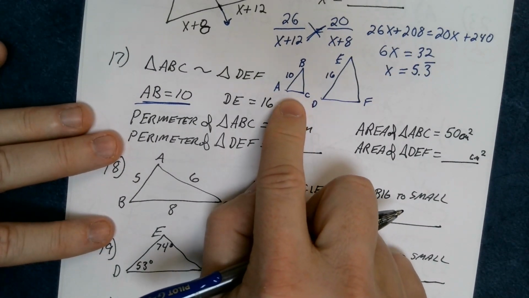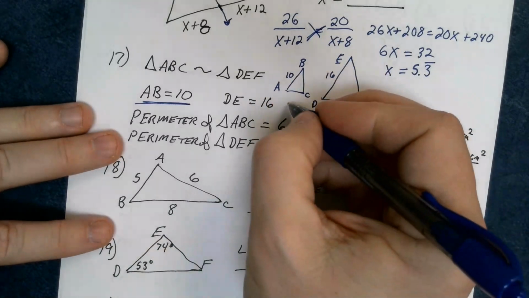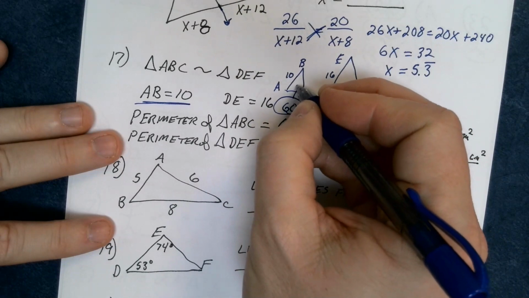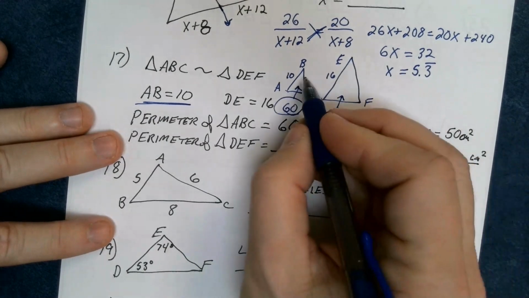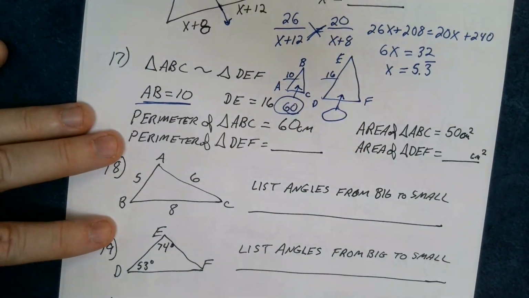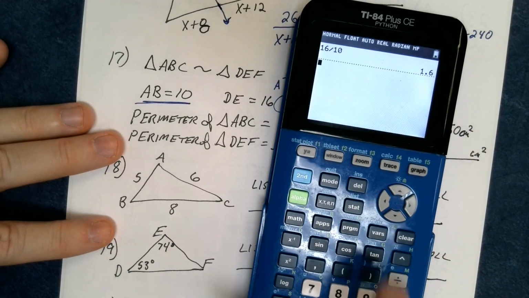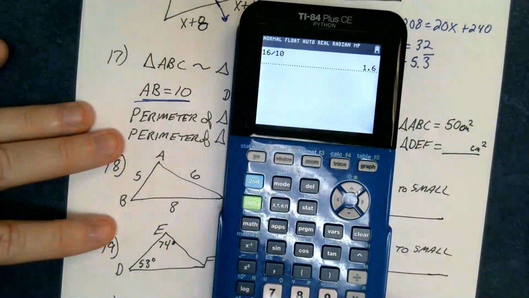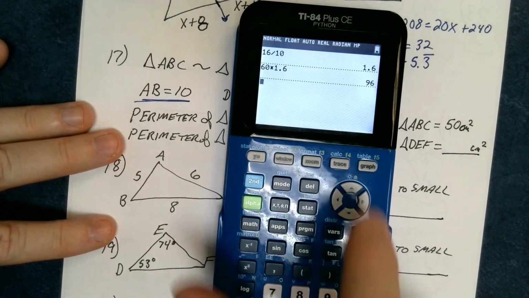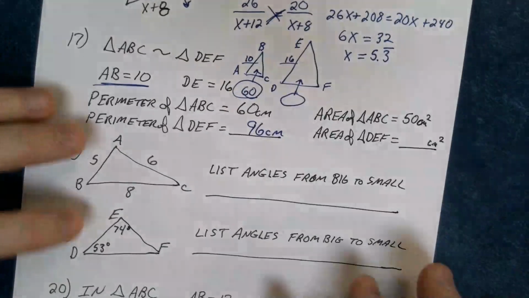So evidently my picture is not drawn beautifully to scale, but I don't need it to be. If I know the perimeter is 60 on this one, then I know that this one's perimeter, because they're in the same scale change, 10 to 16. If I do 16 divided by 10, it's 1.6 times bigger. So if I know the little one's 60, I simply have to multiply 60 by 1.6, and I know that the perimeter of the big triangle is 96 centimeters.